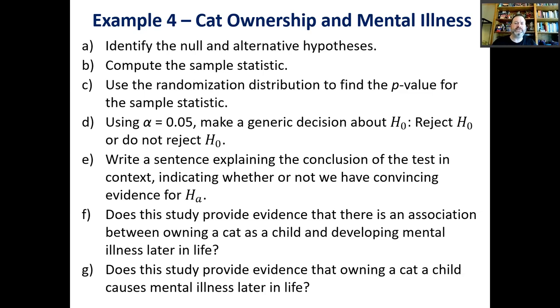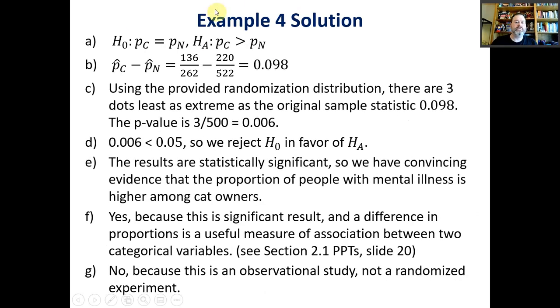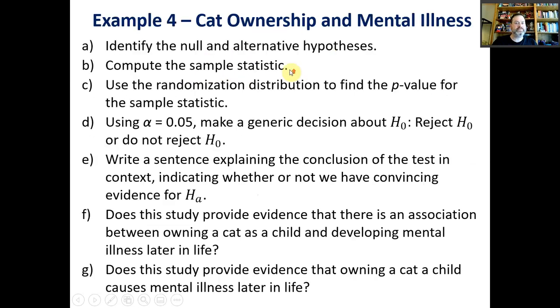All right, the sample statistic, well, that's easy, right? We saw the data earlier, right? It's 136 out of 262 cat owners who had mental illness. 220 out of 522 non-cat owners had mental illness, right? So you get 0.098.